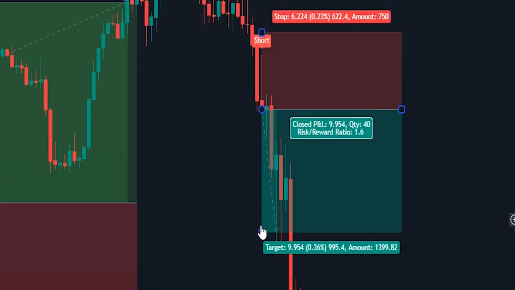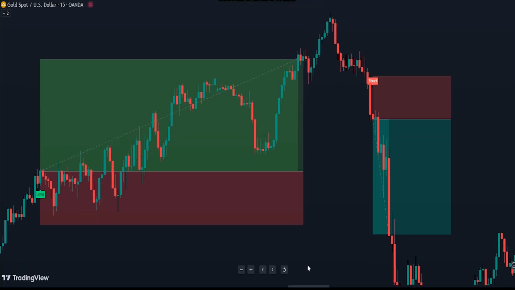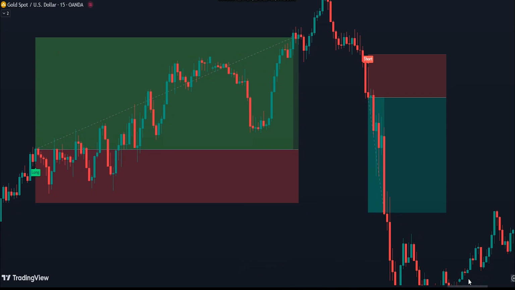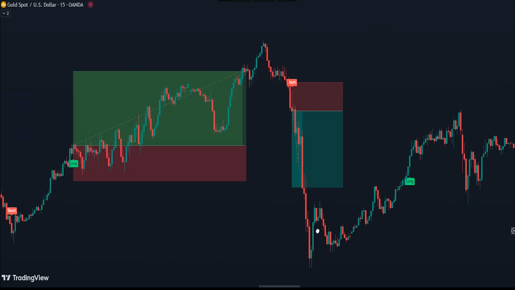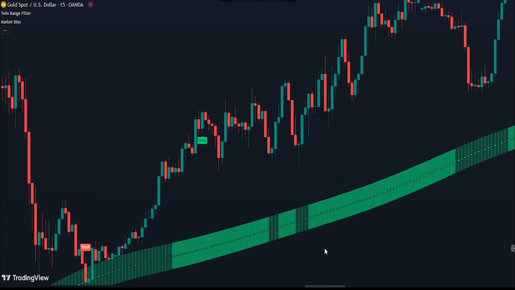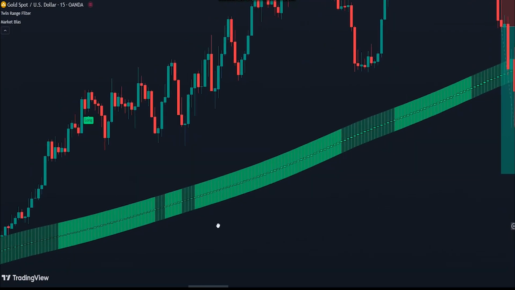But wait, if we just entered a trade every time it gave us a buy or sell signal, our account would definitely go into loss. So, we need to add another filter to effectively identify false signals. That's exactly why we added the market bias indicator. This indicator can help us with the direction of the trend and give us confirmation.